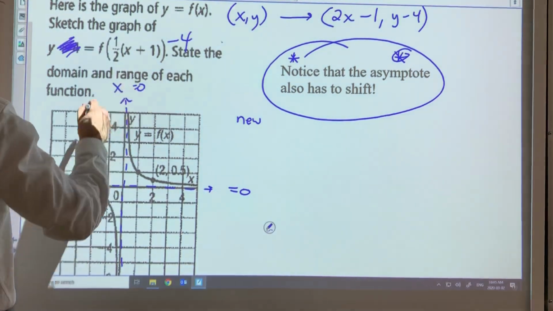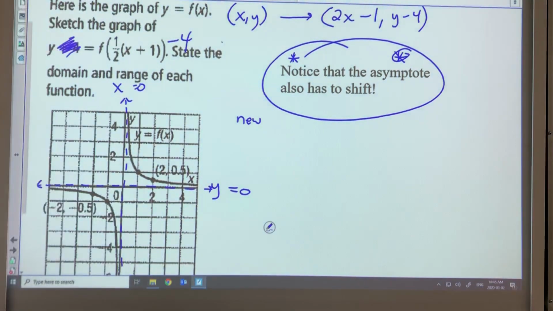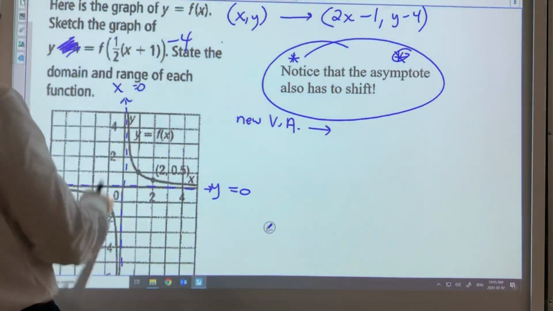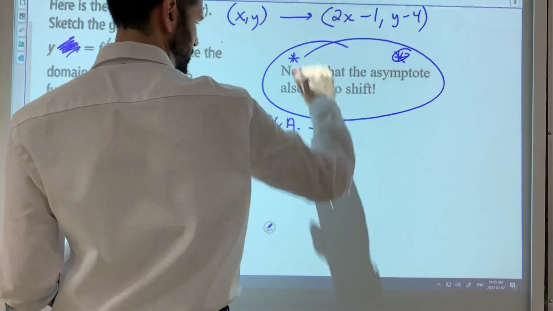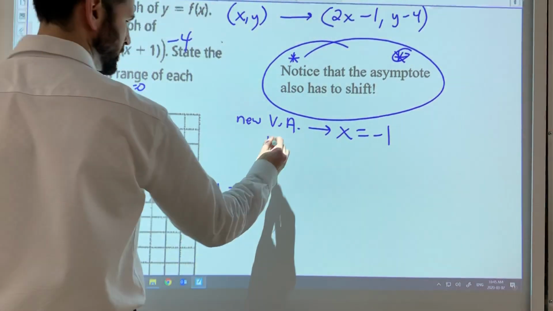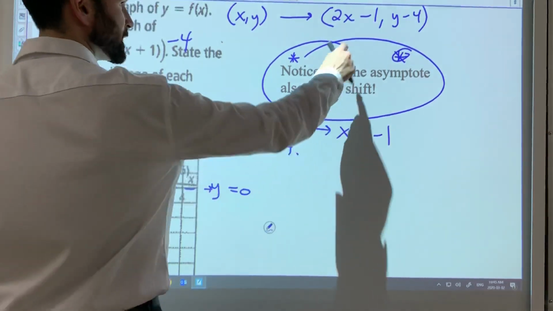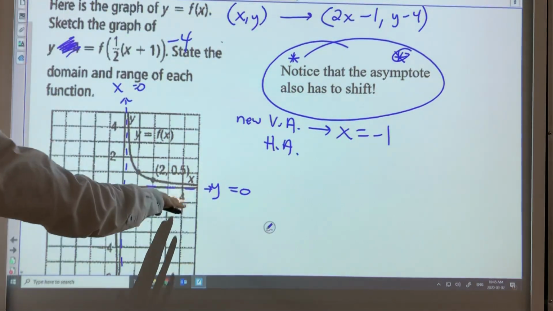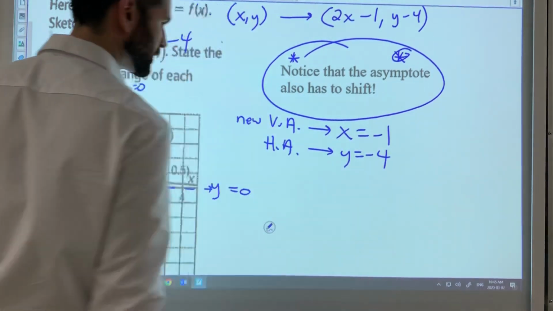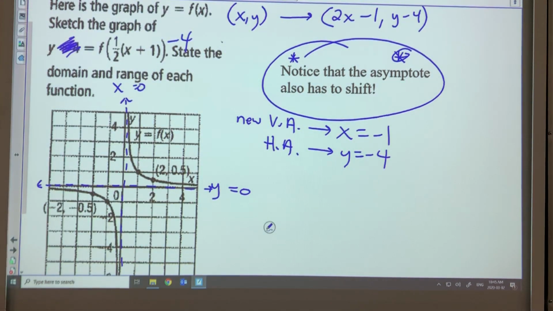So this is x equals 0, this is y equals 0, my bad. So let's see, the new vertical asymptote. Yeah, take that x equals 0. 2 times 0, 0, subtract 1. That's the new vertical asymptote. The new horizontal asymptote, let's see. Well, it says y minus 4, so it's going to shift down 4 units. There. That's all I really wanted to talk about on this question.